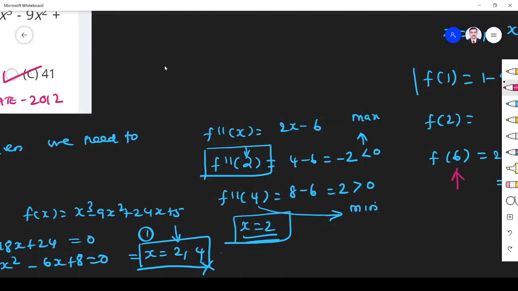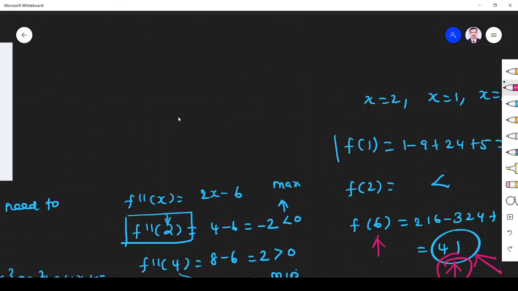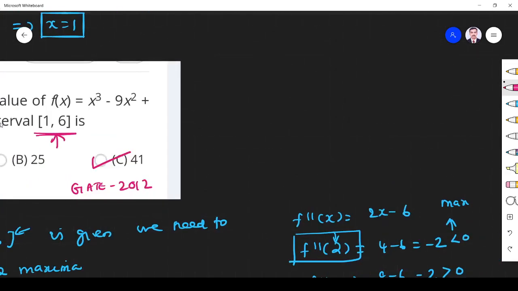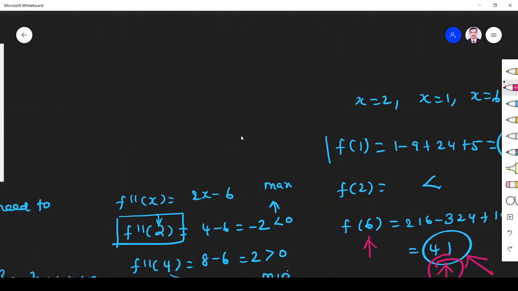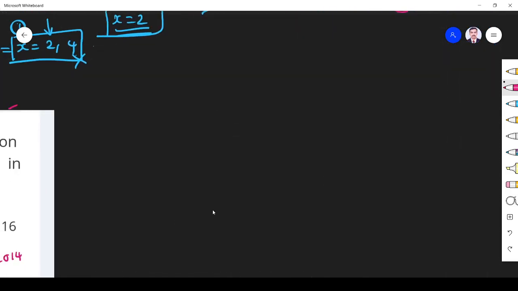So 2 is important. Then we take another 2 points given in the problem, 1 and 6. So substitute all the values in the equation. Which one will give the maximum value? That value is the maximum value. Suppose if x is equal to 2 gives the maximum value, that is the maximum value. If they ask minimum, 21 is the minimum, right? So next problem we will see.